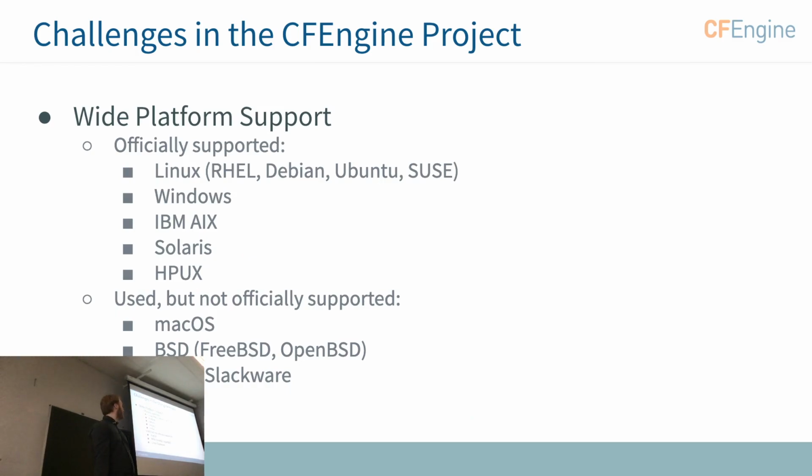Another challenge is our platform support. We have very wide platform support. From the beginning, it wasn't specific to Linux or anything like this. It's meant to compile and run everywhere. So we support Windows, we support Linux, we support AIX, Solaris, HPUX, and we also have open source users using other platforms like macOS, different BSDs. Sometimes there's some Slackware contributions coming in. So it's used everywhere where you can sort of run autotools and compile something.